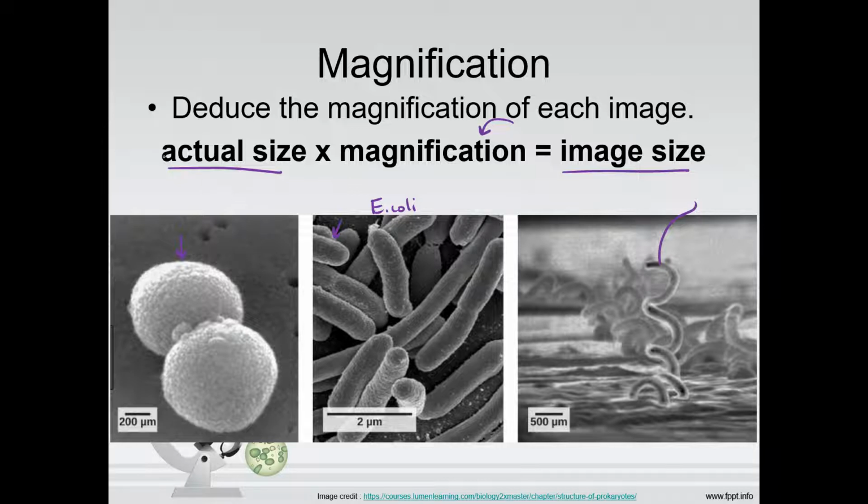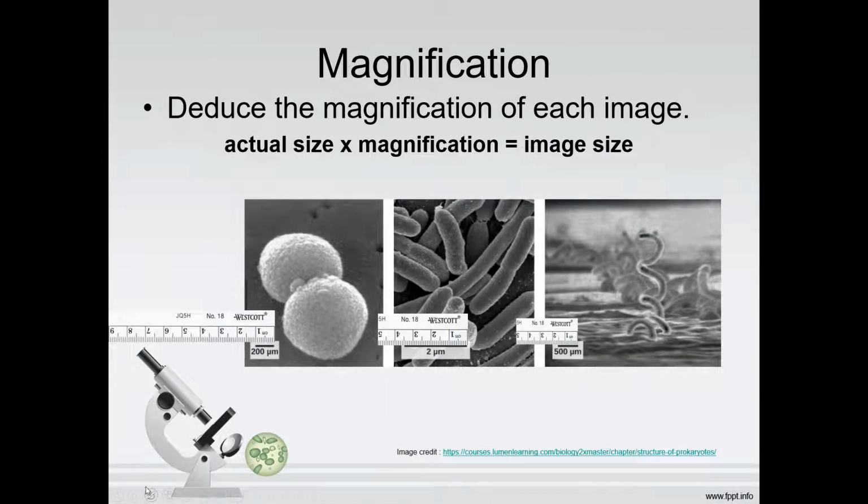Actual size is given to me in my scale bars. So these scale bars are telling us the actual size, not what it looks like, how big it really is. What I'm going to do is take a ruler and measure how big it looks, because the microscope made it look bigger. And so then I can do some algebra to find out magnification. This is going to make a whole lot more sense when we actually add our rulers.